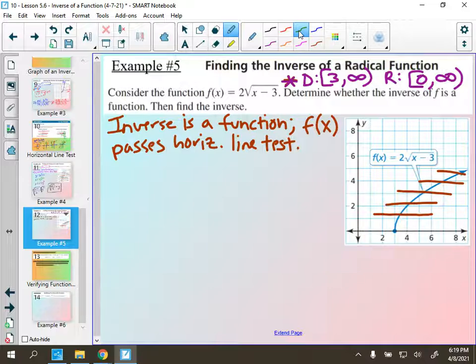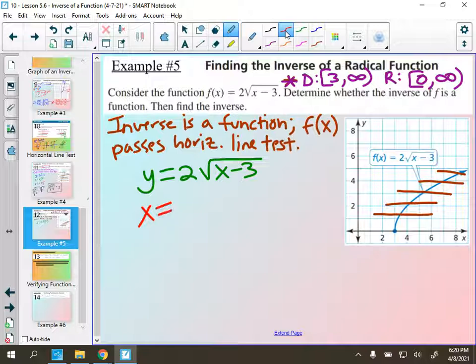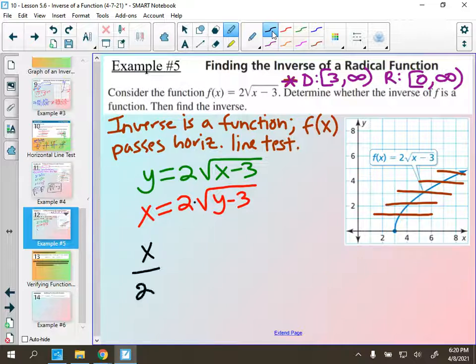Okay, let's do our three-step deal to find the inverse. Step 1, write it as y equals 2 times the square root of x minus 3. Simple. Swap your x and your y: x equals 2 times the square root of y minus 3. Then get your y by itself. Divide both sides to get this 2 out of here, just like before. x over 2 equals the square root of y minus 3.